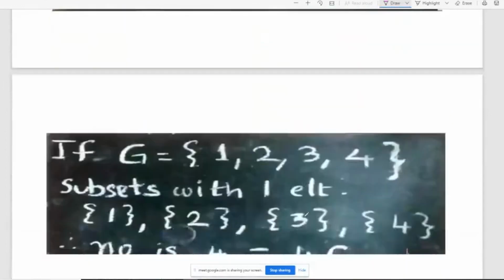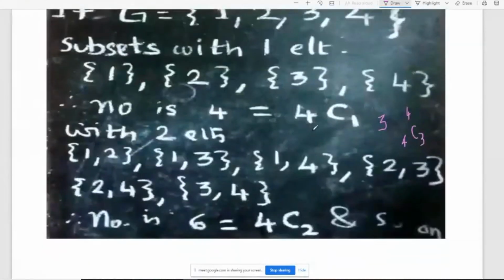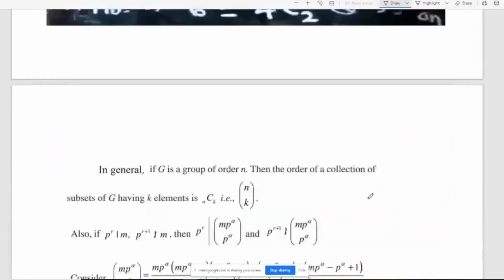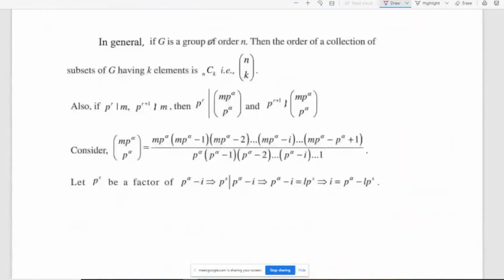In the same way, just apply that, and it will be true even here. So 4 means 4C1, one element. The number of elements in G is 4. I want to have two elements in each subset. So the number is 4C2.